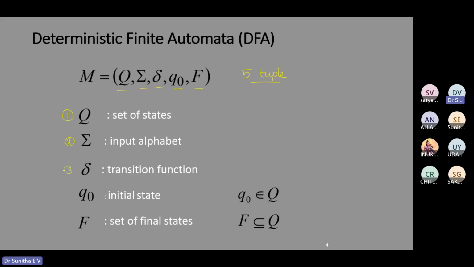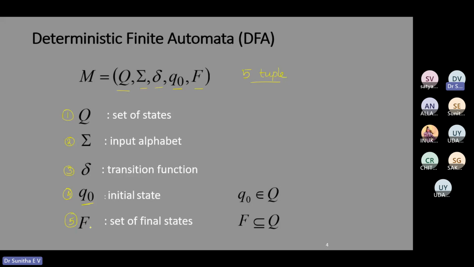Then the third one, delta, is the transition function. That means if the machine is in a particular state and a particular input comes, what should be the next state? That is specified by delta. Then the fourth is Q0, the initial state. The last one is F, the set of final states. That means there can be multiple final states, so we put them in set notation, capital F.